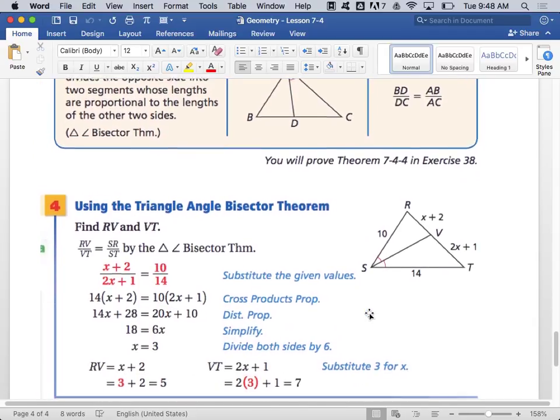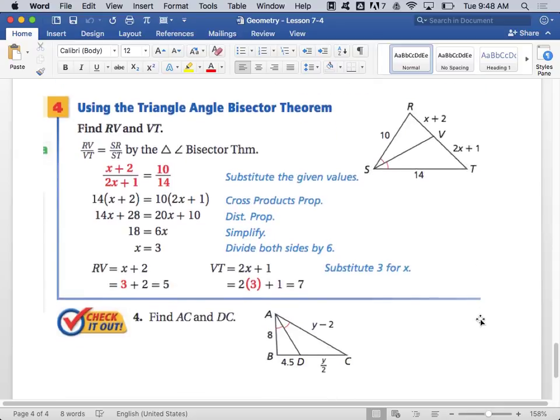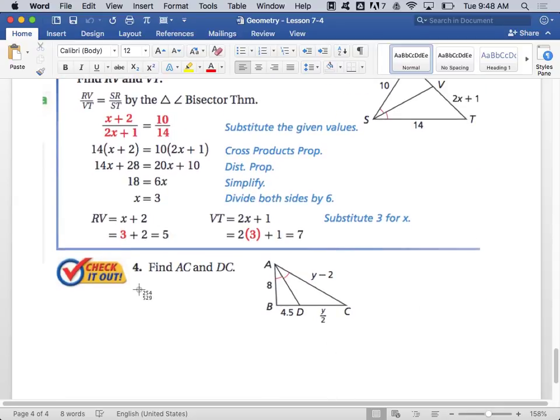Next, the triangle angle bisector theorem says, look, that if I bisect an angle, you see this? If I bisect an angle, then BD over DC, so the ratio of this to this, equals the ratio of this to that. So this over that equals this over that. See? So let's give an example. Number 4.